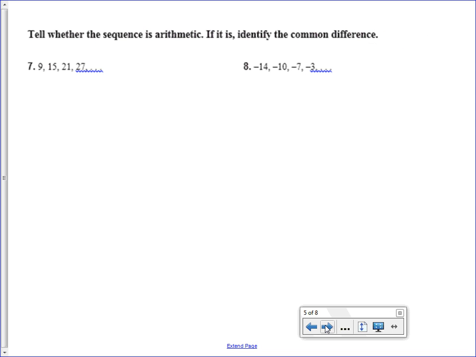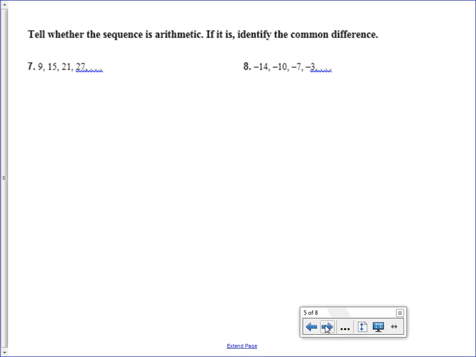Okay. Another thing you will be asked to do today, tell whether a sequence is arithmetic. If it is, identify the common difference. So first of all, what does it mean to be arithmetic again? That simply means that the difference between the two terms is always constant.